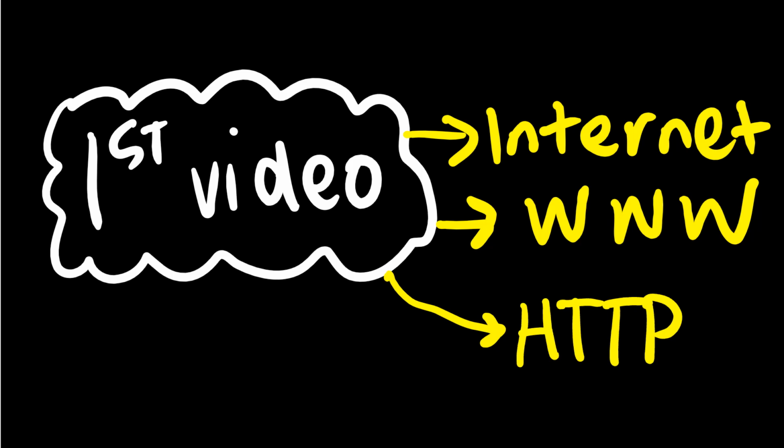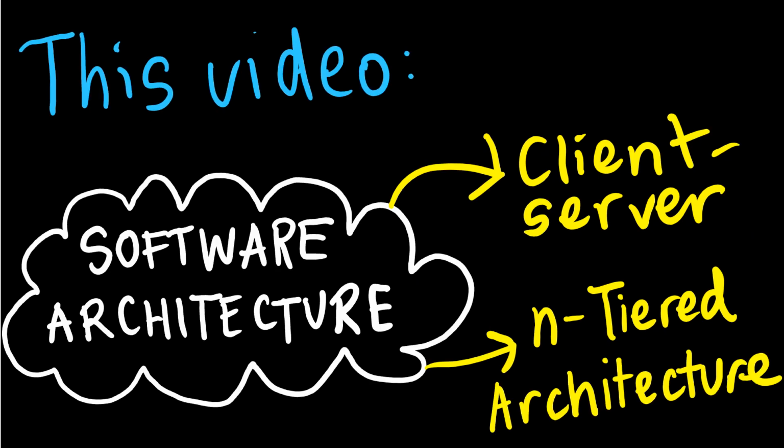To recap, in the first video we had a quick look at the internet, how it works, and its notion of being a network of networks, the World Wide Web, and we took an in-depth look at HTTP as a request-response model, what its messages look like, and how to view real HTTP messages via Chrome Developer Tools. In this video, we're going to cover software architecture, what it means and why we use it in software engineering, and then we'll take a more specific look at client-server architecture and n-tiered architecture.